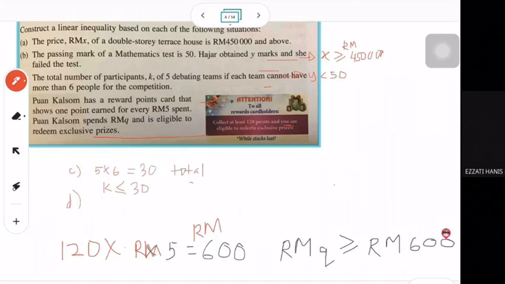Okay, thank you. Who is doing this? Correct. Alright. So she must spend at least 600 to redeem the exclusive prize. So you have to read the sentence carefully. Okay, next.